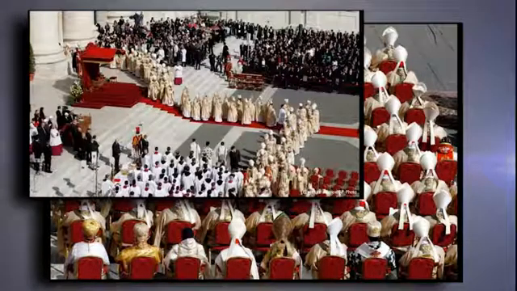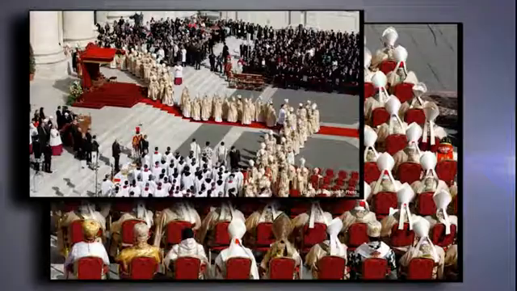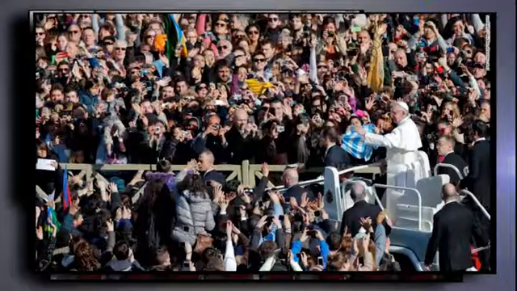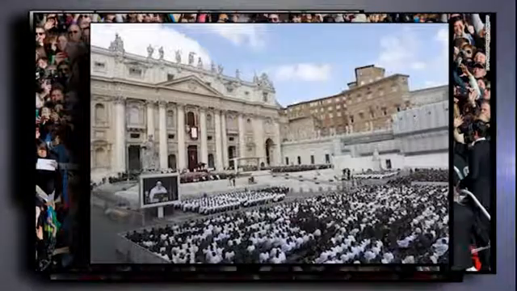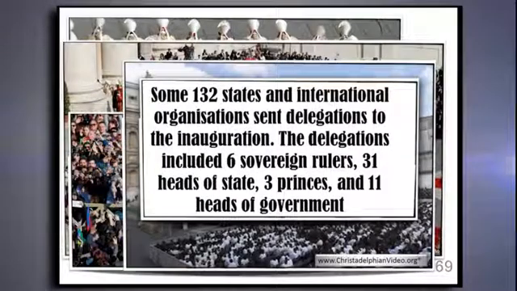Now, this whole idea, what was this? Can you remember these pictures? Yeah, when he became Pope. So, look at what we've got on the screen. There were 132 states and international organizations. They sent delegations to the inauguration. The delegations included 6 kings or queens, 31 heads of state, 3 princes, and 11 heads of government. She rules over the earth.